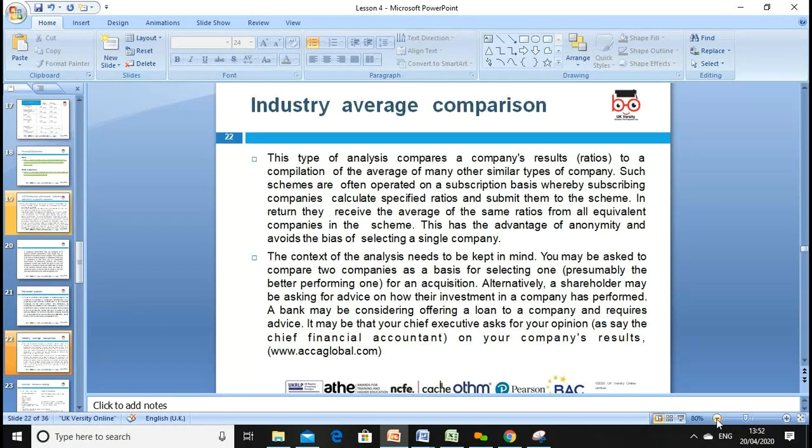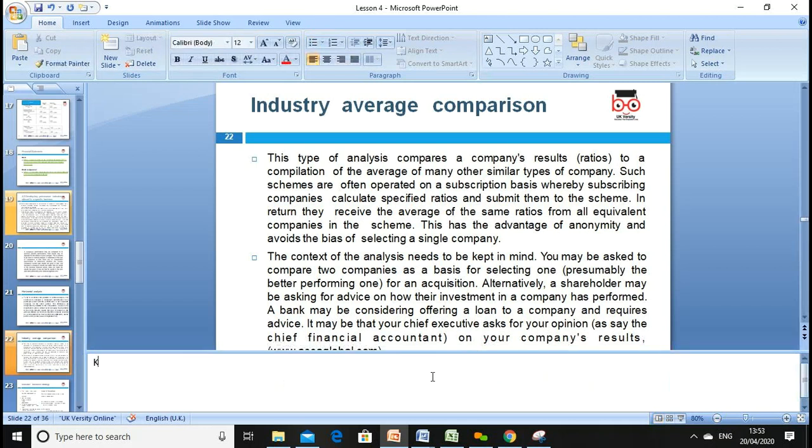Okay, next we can look at the industry average. This type of analysis compares a company's result ratios to the average of similar types of companies in the industry. So you look at the KPIs. Like we discussed, a KPI is a key performance indicator, and the average and industry benchmark are all things we need to look at.